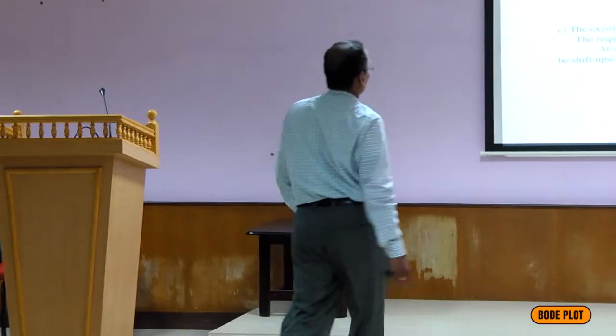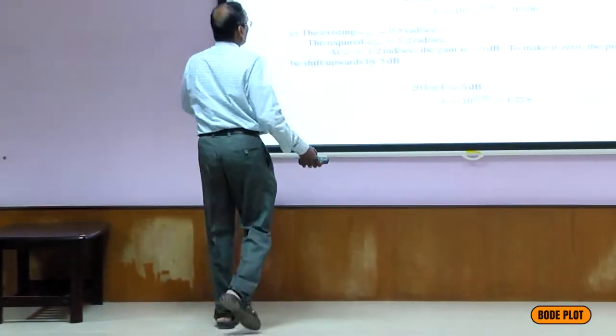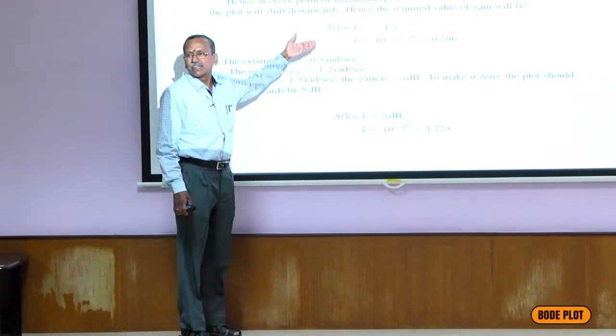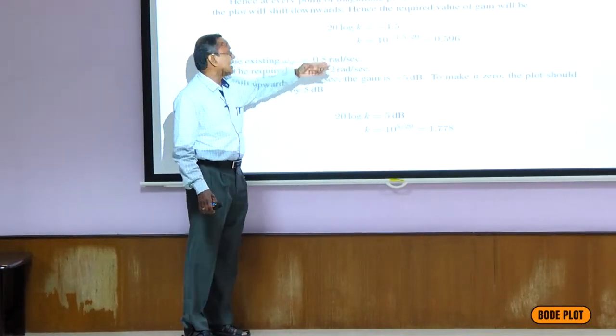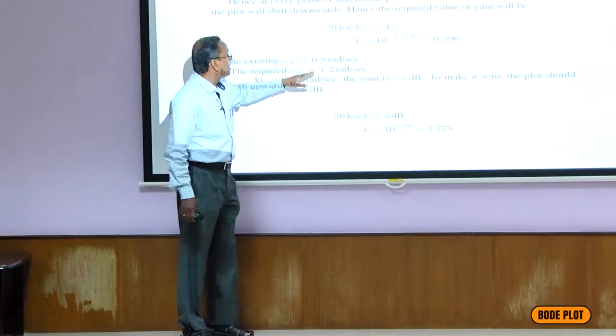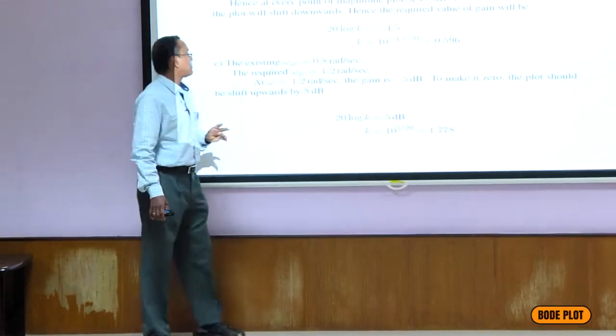Where the magnitude plot crosses 0 dB. So it crosses at a different point, a different frequency. That's why 0.8. It crosses 0 dB at 0.8 radians, not at 1.2. Now it should cross at 1.2 radians per second.